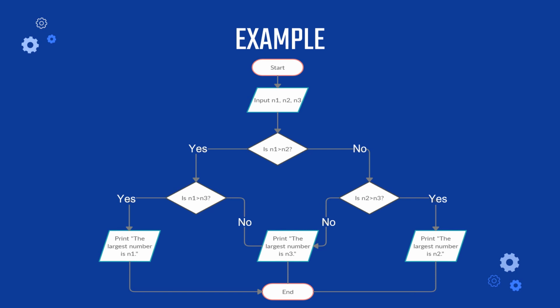Paano naman kung mas mataas si N2? Pag mas mataas naman si N2, pupunta siya dito sa no. Magtatanong siya ulit, is N2 greater than N3? Pag nag-yes po si program, syempre, ang pinakamataas na number is si N2. Ipiprint niya. Else, kapag hindi mataas si N2, ibig sabihin mas mataas si N3. Pupunta rin siya dito sa gitna, which is the largest number is N3. So, itong tatlong output na yan, pupunta siya dito sa end. Yun po.